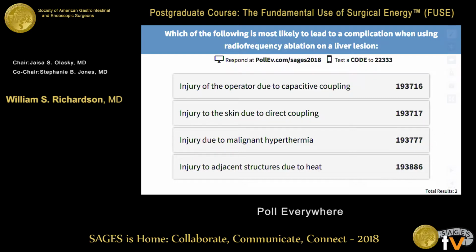The first question is, which of the following is most likely to lead to a complication when using radiofrequency ablation on a liver lesion? The first answer is injury of the operator due to capacitive coupling. The second, injury to the skin due to direct coupling. Third, injury due to malignant hyperthermia. And fourth, injury to adjacent structures due to heat. Some of you are up to the texting task.